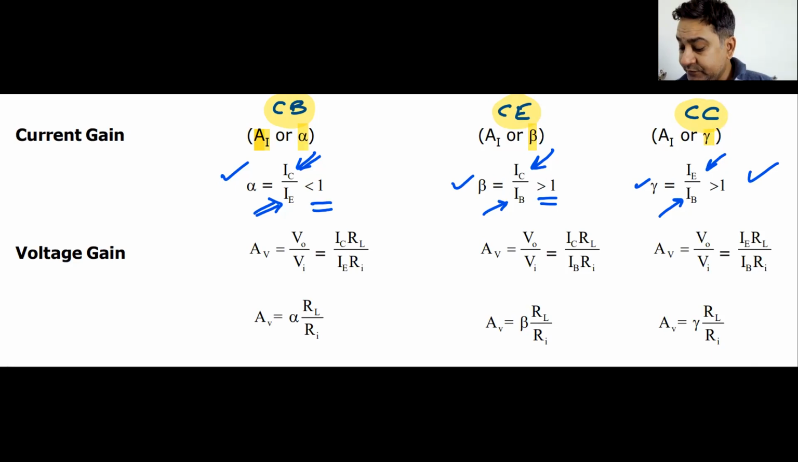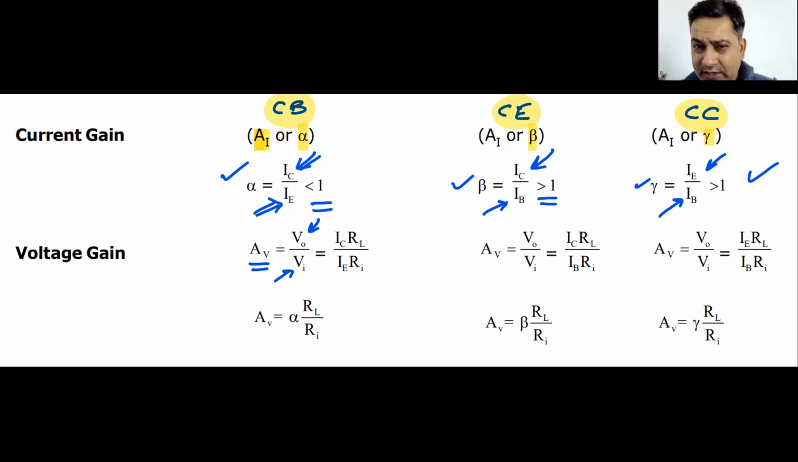You can write this. Voltage gain is AV, A standing for gain, V standing for voltage. Again, gain is always output divided by input.